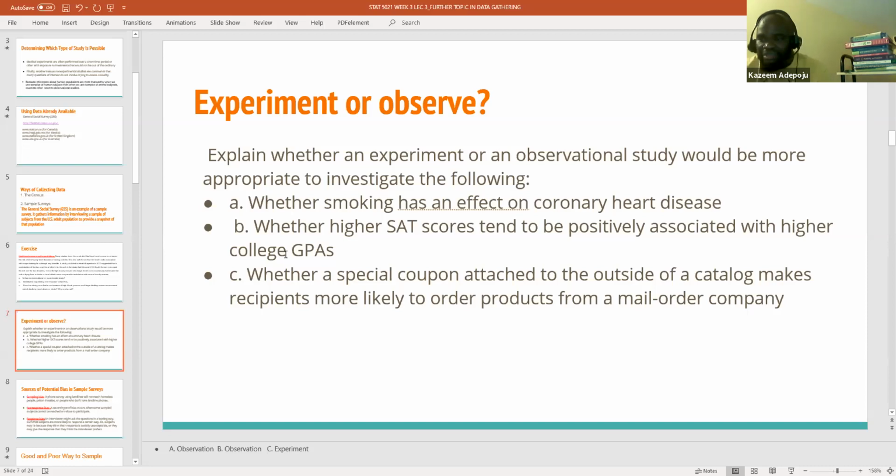Okay, and see whether a special coupon attached to the outside of a catalog makes a recipient more likely to order products from a mail order. Here you are looking at the effect of a special coupon. A coupon is when you go to some grocery store, or you go to a public place where you can order or buy stuff. At times they use that to entice consumers, probably to buy a commodity, by giving out coupons. And with a coupon, of course, you're going to have a decrease in price, in what you are going to pay, and that will encourage purchasing power.